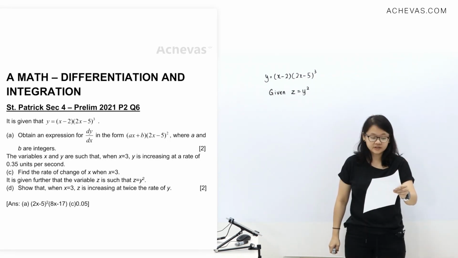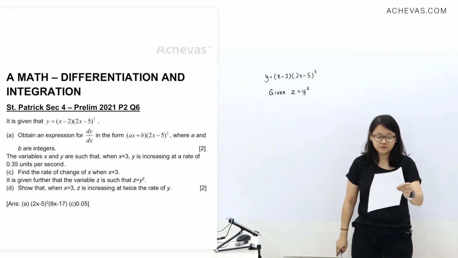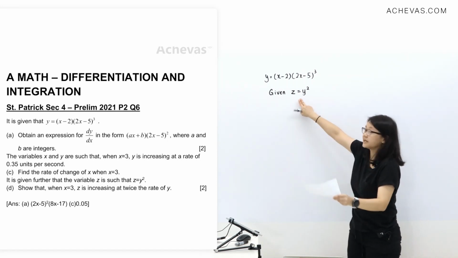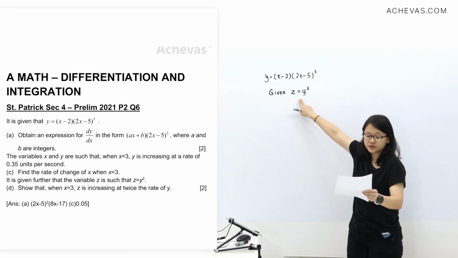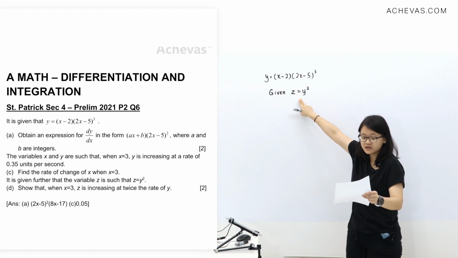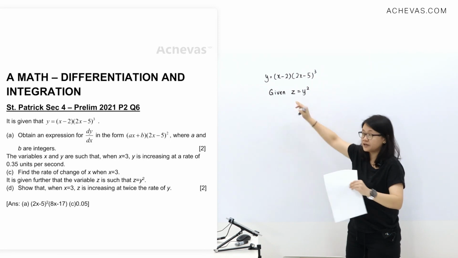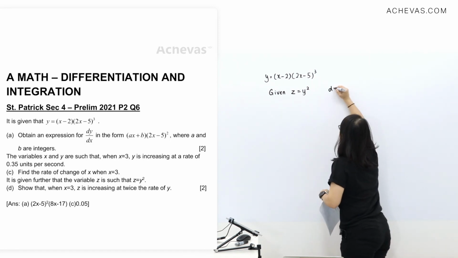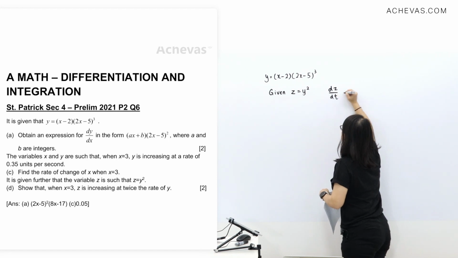Next part of the question. It is given further that variable z is such that z is equal to y squared. Show that when x is equal to 3, z is increasing at twice the rate of y. So we need to show the rate of z. Let's just write that down, dz/dt.